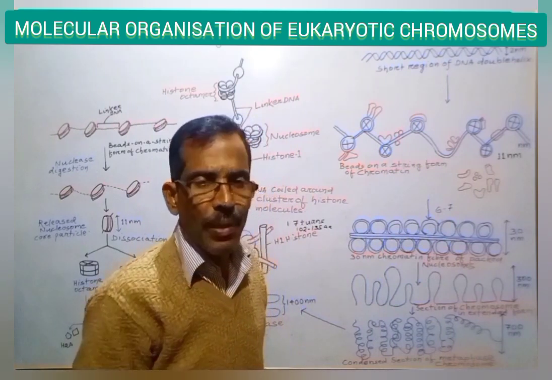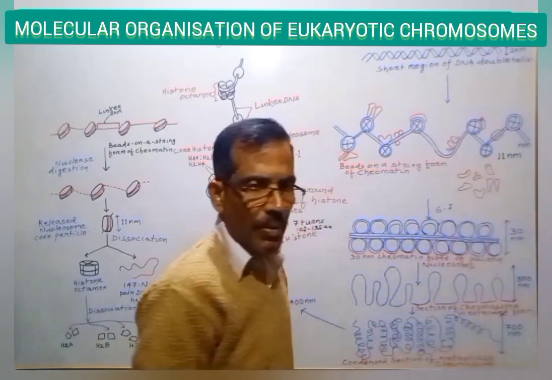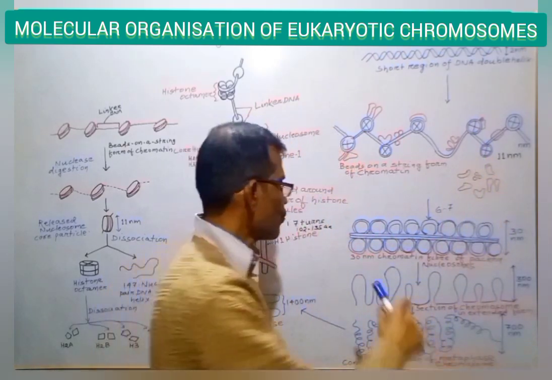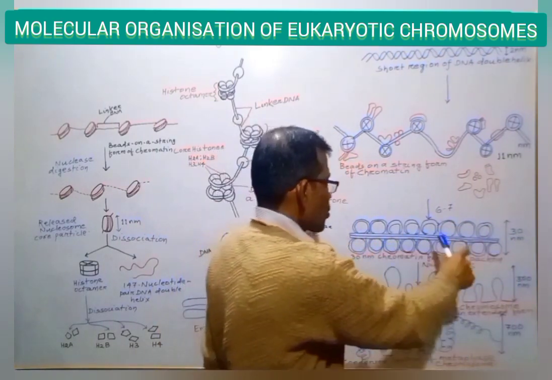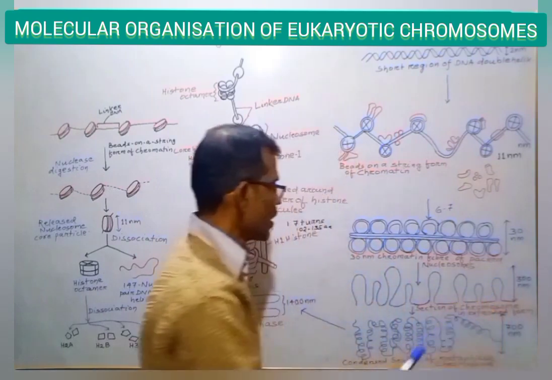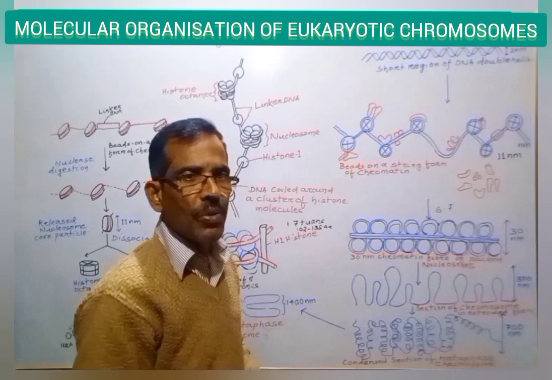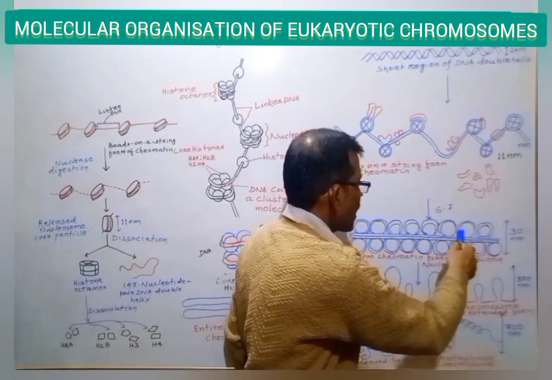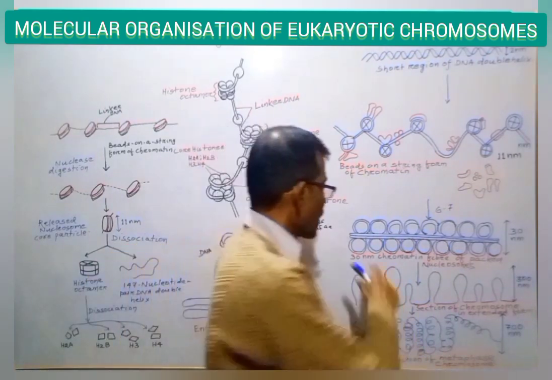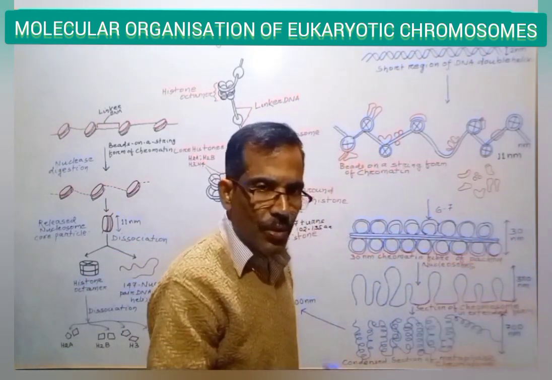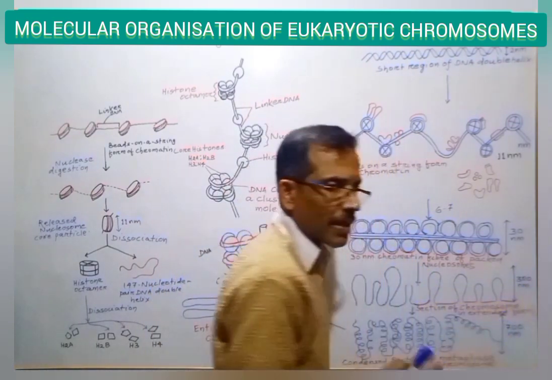In the next step, the 11 nanometer thick chromatin fiber is further coiled to form a specific structure called the solenoid. The solenoid structure is 30 nanometers thick. It is a chromatin fiber of packed nucleosomes. The solenoid structure has 6 to 7 nucleosomes per turn. In the next step, the solenoid is further coiled to form the supersolenoid, which is 300 nanometers thick.